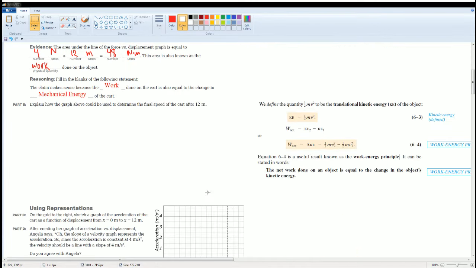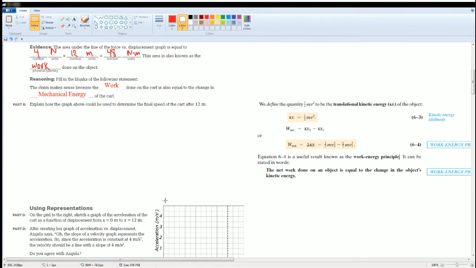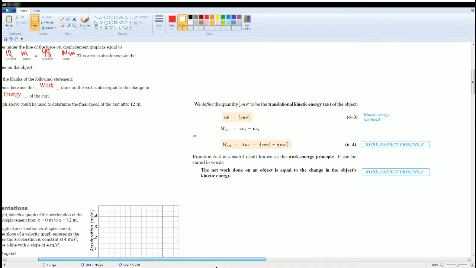Explain how the graph above can be used to determine the final speed of the cart after 12 meters. After you have applied this force for 12 meters, what is its speed at the end? Okay, before we do that, here are the notes to help you along with that process.